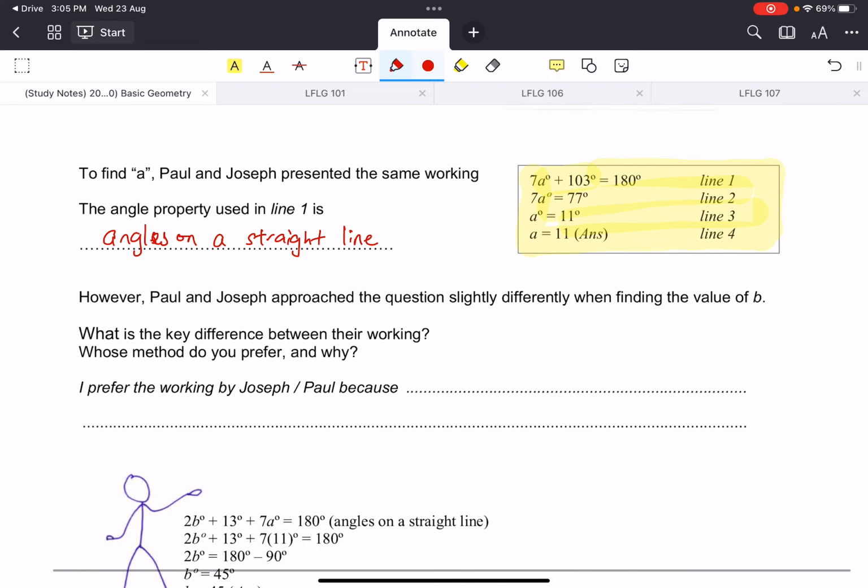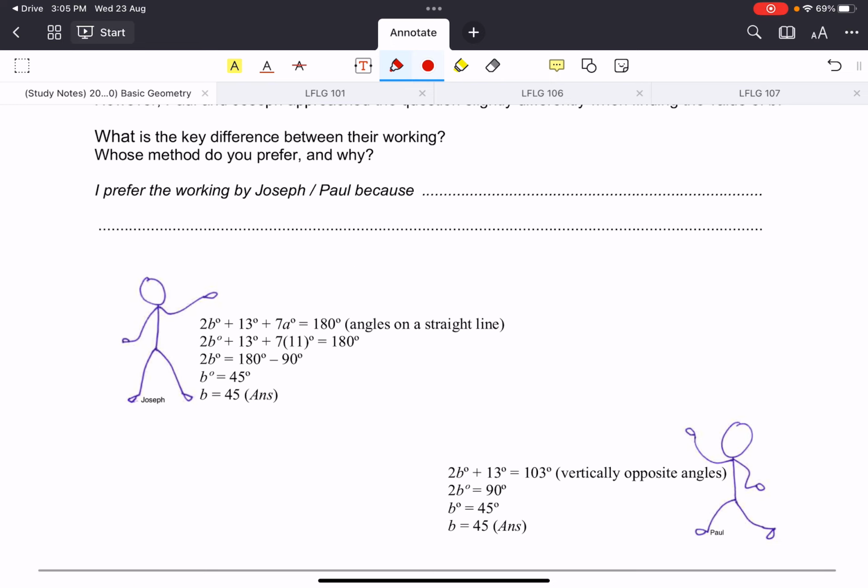After we found a, there are two different ways that we can find b. But in this case, personally, I would prefer using Paul's method, just in the event that I accidentally calculate my a wrongly, I will still get the full credit. In this case, I do not need to use a to find b, but sometimes it is necessary. So it's not saying that Joseph here is wrong, just that Paul's method is actually safer.